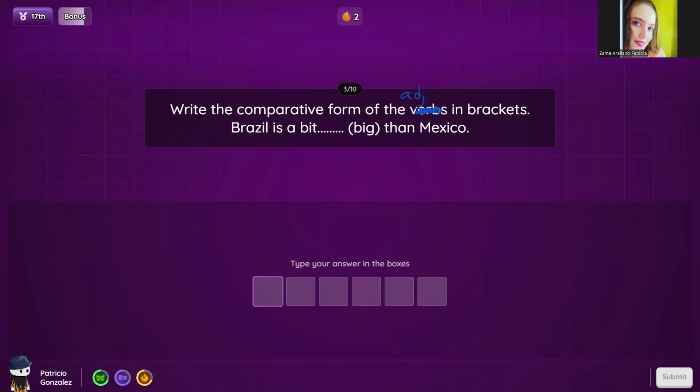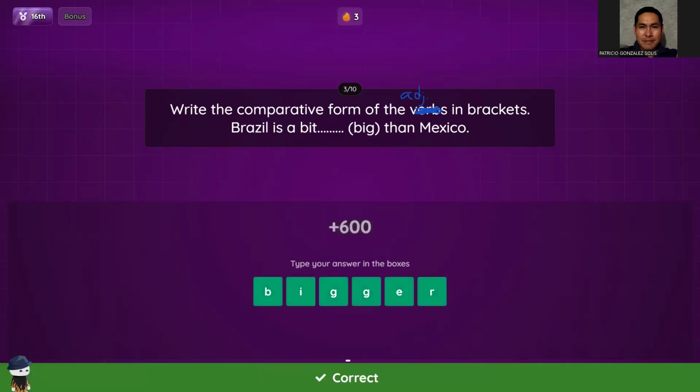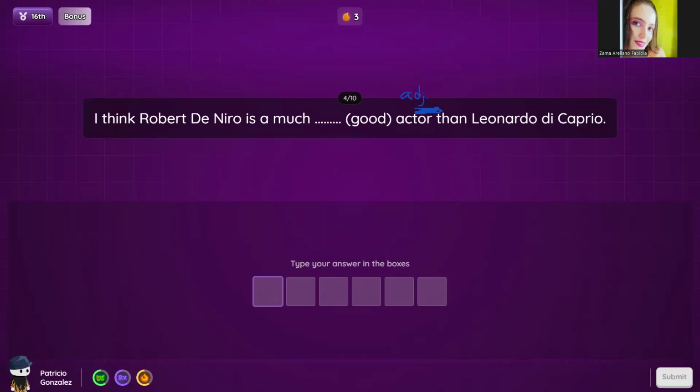One more, my dear Fabi, please. Write the comparative form of the adjective in brackets. Brazil is a bit bigger than Mexico. Bigger. Just a bit, not much. Yay. Thank you, my dear Fabi. Very nice. Thank you, teacher. Now, thanks to you.